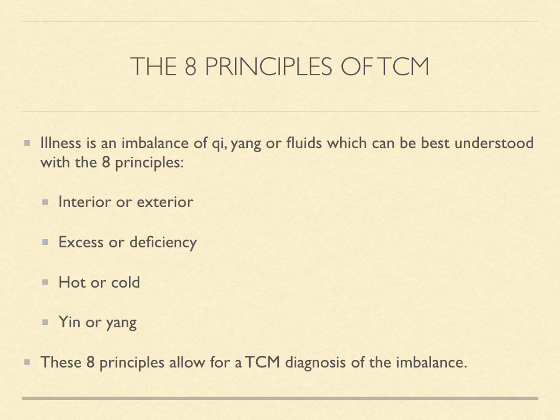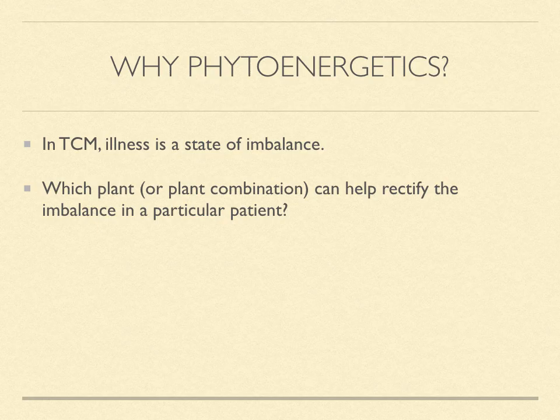It then follows that once you have a TCM, more or less holistic diagnosis, you need to figure out how you're going to treat this. So if the illness is a state of imbalance, how do you bring balance back? Well, they would use acupuncture and they would use medicinal plants or a combination of plants. And the plants can help rectify this imbalance. But how do you know which plant to use? For that, you need to find a plant whose energetics match the holistic or energetic diagnosis of the patient.